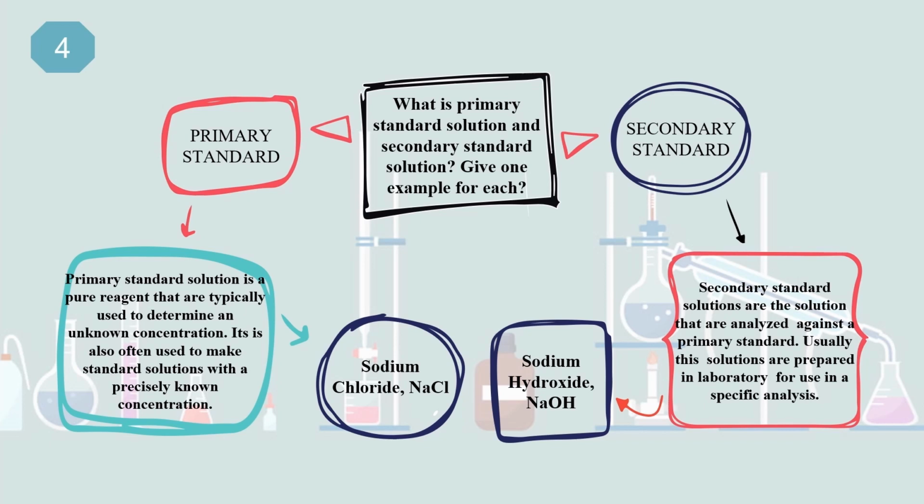The next question is, what is a primary standard solution and a secondary standard solution? Give one example for each. As for the primary standard solution, it is a pure reagent that is typically used to determine an unknown concentration. This is also often used to make standard solutions with a precisely known concentration. The example for a primary standard solution is sodium chloride, NaCl.